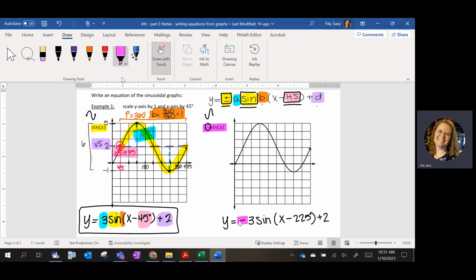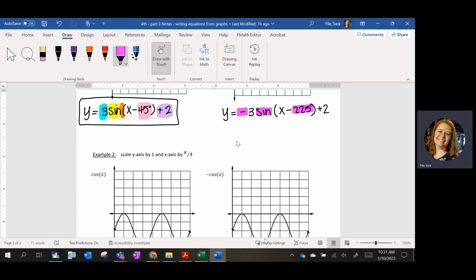So what changed was that I made this a negative sign instead of a positive sign, and I changed the horizontal shift. Those are the only 2 things that are different from this one over here. Do you feel okay about that? So only the horizontal shift changes if you change which cycle you're looking at. Good? All right, let's try one more.